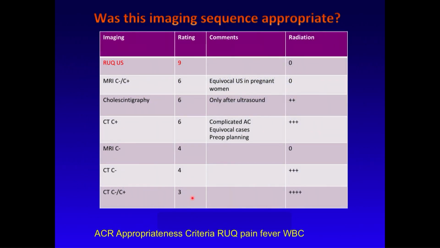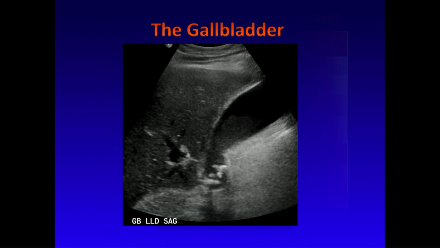So, everybody talks about the ACR criteria, and certainly for a patient who has right upper quadrant pain and fever, ultrasound is the first modality you should be doing, and then MR with contrast or CT with contrast, relatively highly graded as well if ultrasound doesn't give the answer. So let us start with the gallbladder, and I will start with this case.